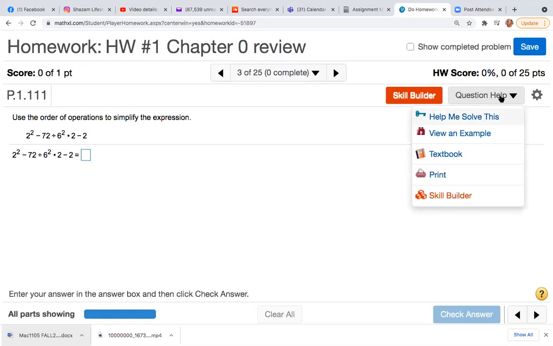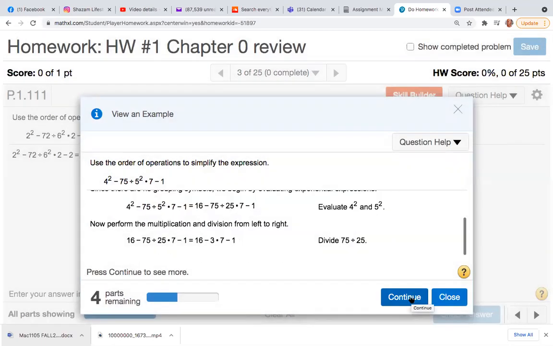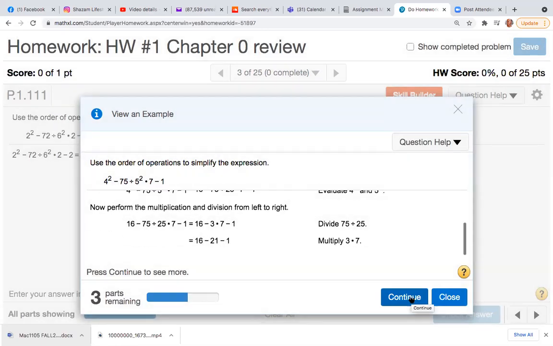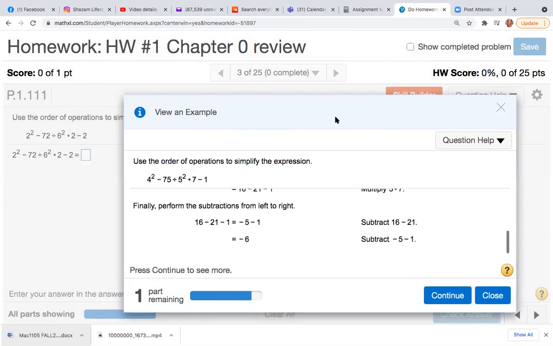The question help has options. The first option is help me solve this. The second option is view an example. By the way, the third option is the textbook. The textbook will take you directly to section 1 of the prerequisite skills where that question is from. The one that my students prefer to use is view an example. Once you click on view an example, the computer will generate a similar problem to yours, and you go through it step by step to see how they do their example. Once you feel comfortable, you can go back and do your own problem. One of the things my students like to do is move the example problem slightly to the right so that they have access to their problem.